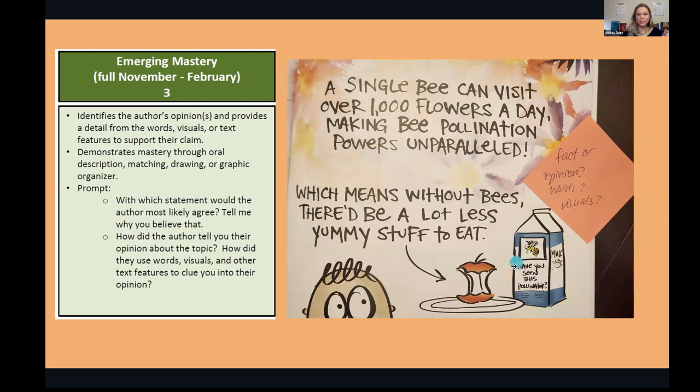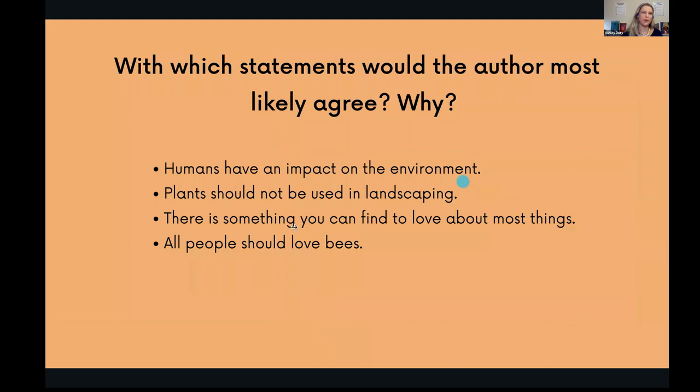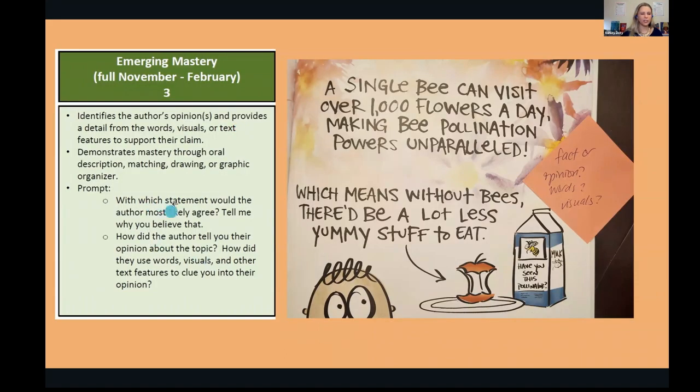And then I also noticed that the author talked about the importance of bees and how important they are to the ecosystem. And without bees, there'd be a lot of less yummy stuff to eat. So what are they trying to convince us of here by looking at this picture? It's going to be important for our students to know. All right, just to go back for a second, I love this first question.